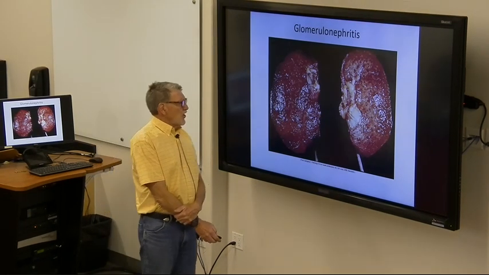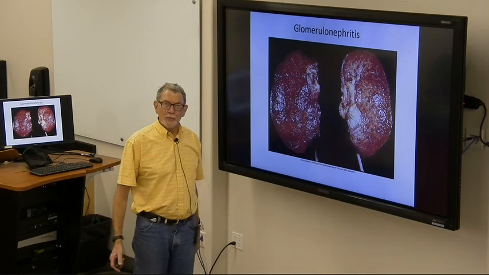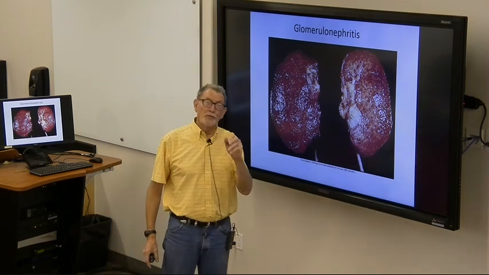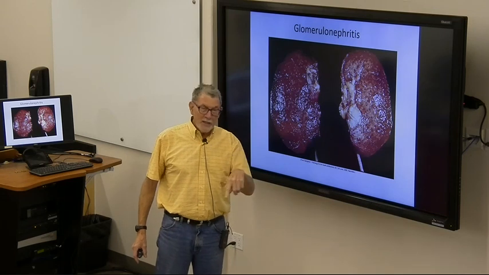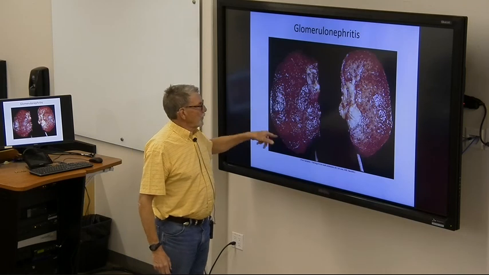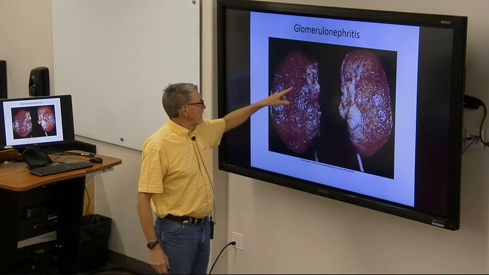Glomerulonephritis. You just are not making enough urine because the glomerular filtration things themselves aren't working right. You're not making the urine, therefore it's backing up, and the inflammation in the kidney can be seen right here.